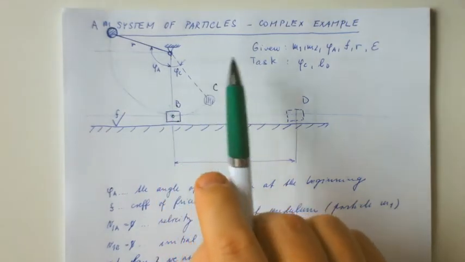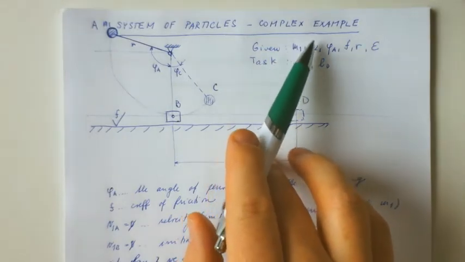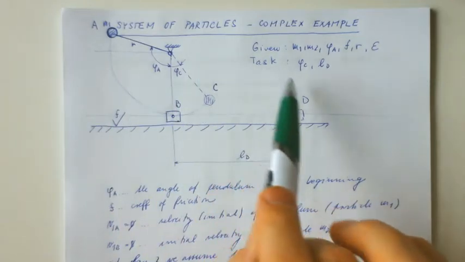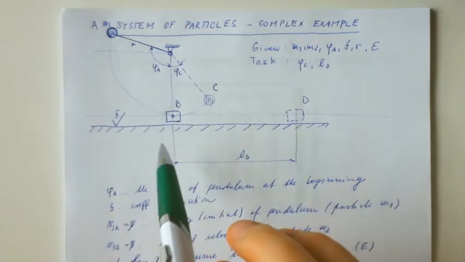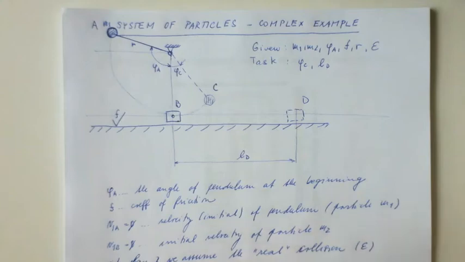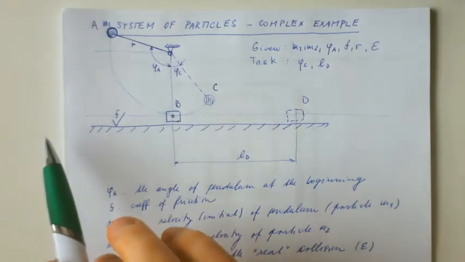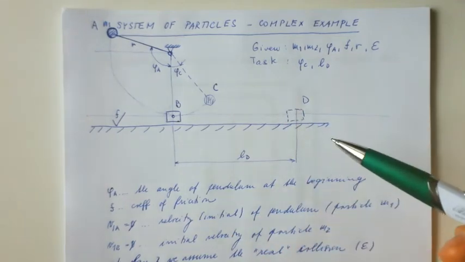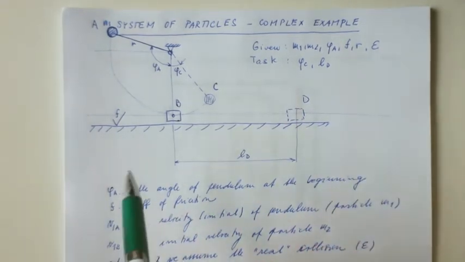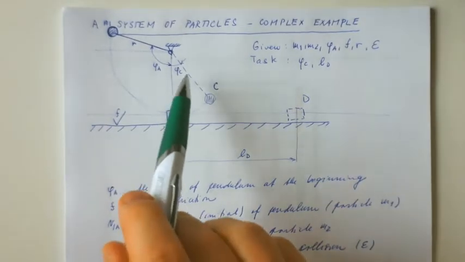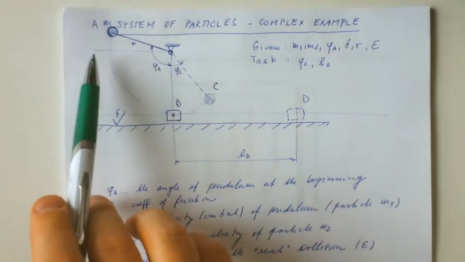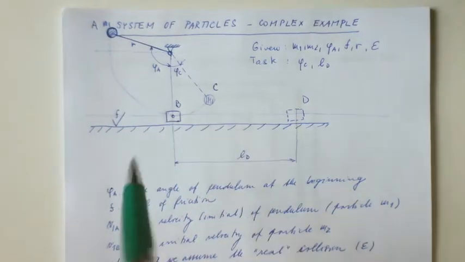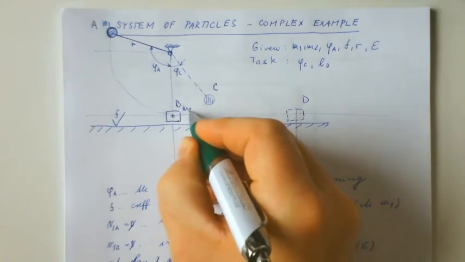System of particles, I would like to show you a complex example. The complex example means that this example has some phases, and we will solve them independently, and we will go from one phase to another one sequentially. So first, what happens? We have two particles with mass m1 and with mass m2.